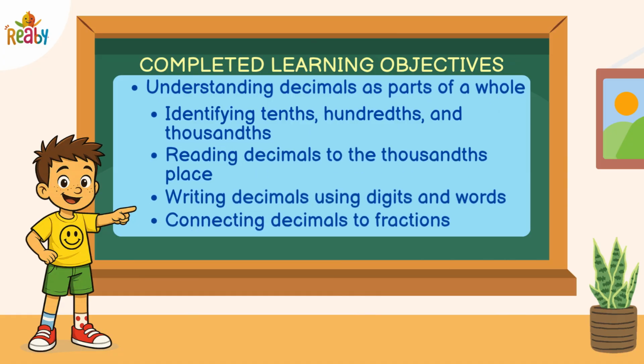Let's review what we learned today. You understood decimals as parts of a whole. You identified tenths, hundredths, and thousandths. You read decimals to the thousandths place. You wrote decimals using digits and words. And you connected decimals to fractions. Great job completing all of the learning objectives.